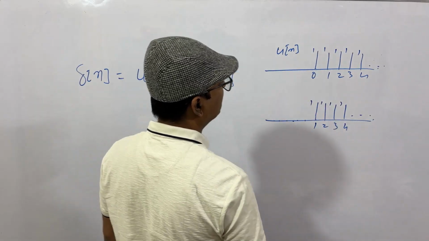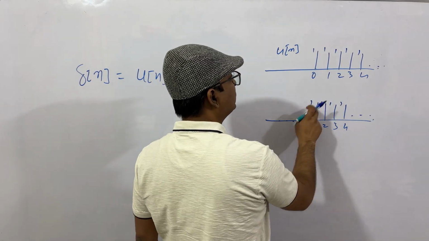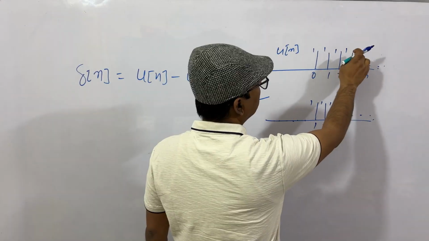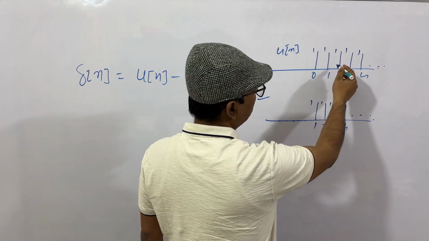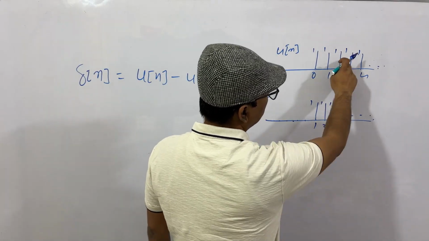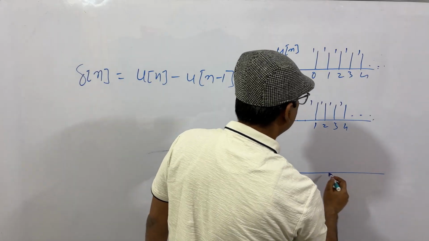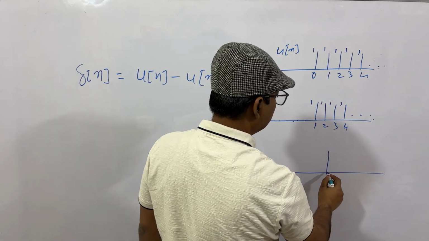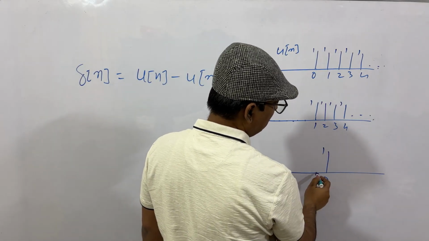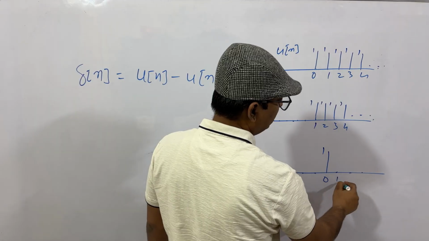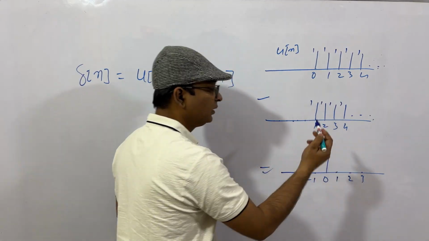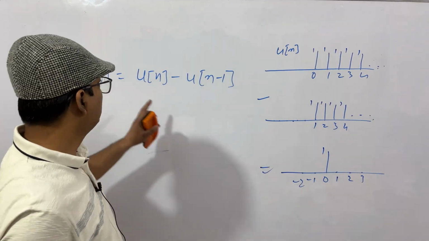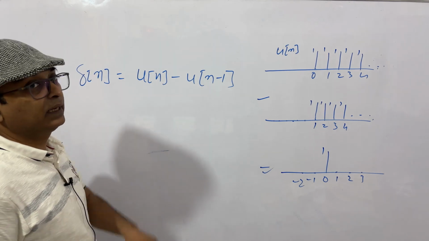So if you subtract this from this, here it will be 1 minus 0. Otherwise, this minus this is 0, this minus this is 0. So ultimately what you will get? You will get a value of 1 at 0. Otherwise, at 1, 2, 3, minus 1, minus 2, it's 0. So delta n can be represented like this.